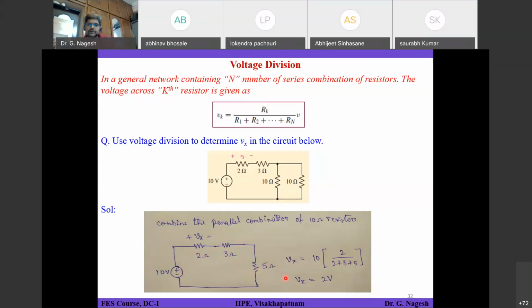So if there is a circuit of this format, you can simplify using the resistance combinations, and then you can apply the voltage division rule to straight away find the voltage required. That will reduce your time, but you should have good practice in doing so.